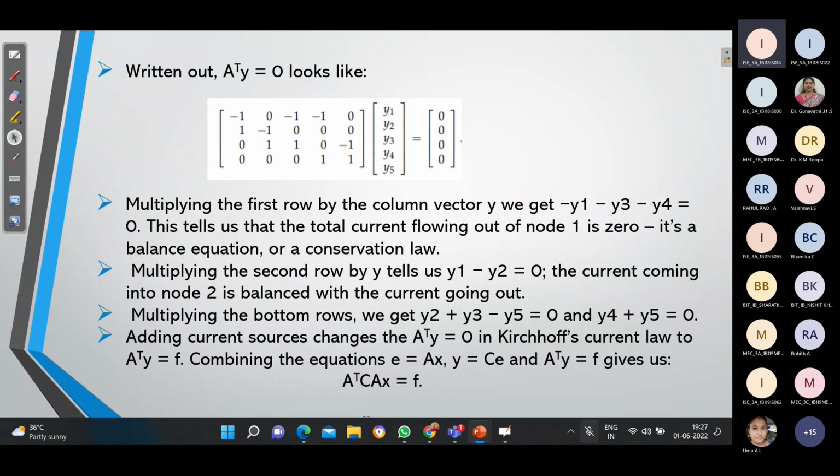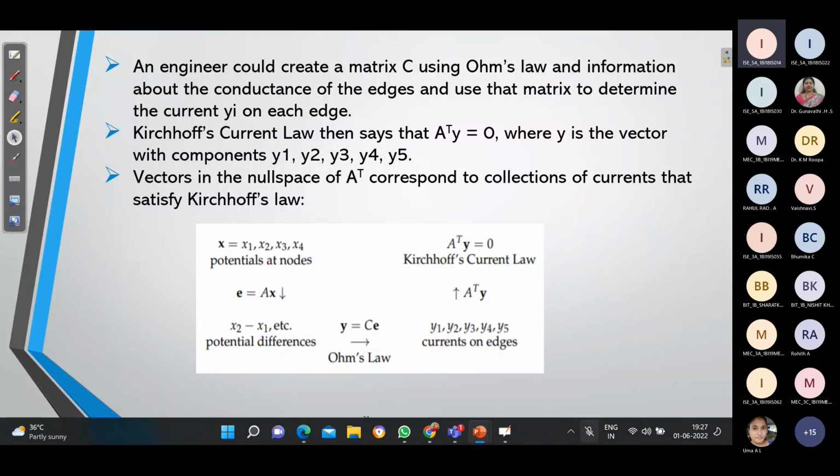The equation basically says that A transpose multiplied with y is equal to 0, which means flow in is equal to flow out at each and every node, so nothing is lost and nothing is gained. Whenever the currents or forces are balanced, we get A transpose y equals 0. That is the main statement of Kirchhoff's law.